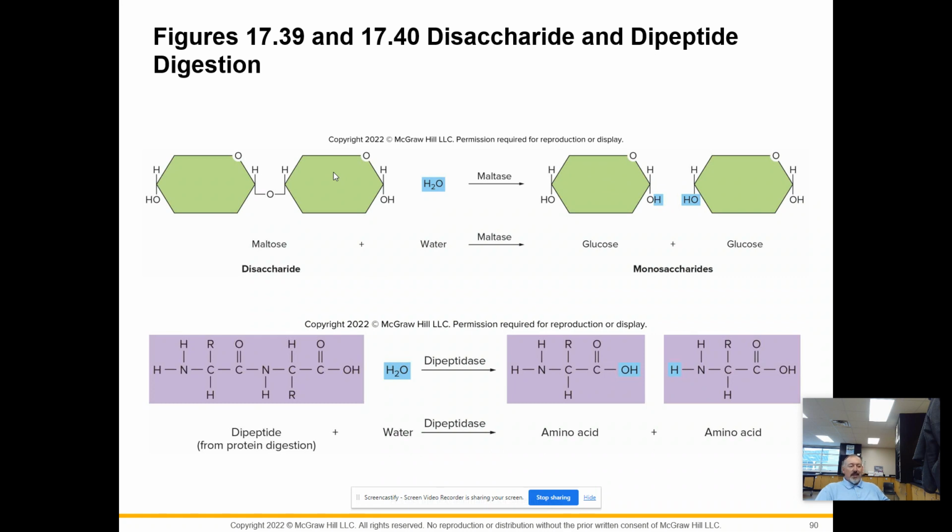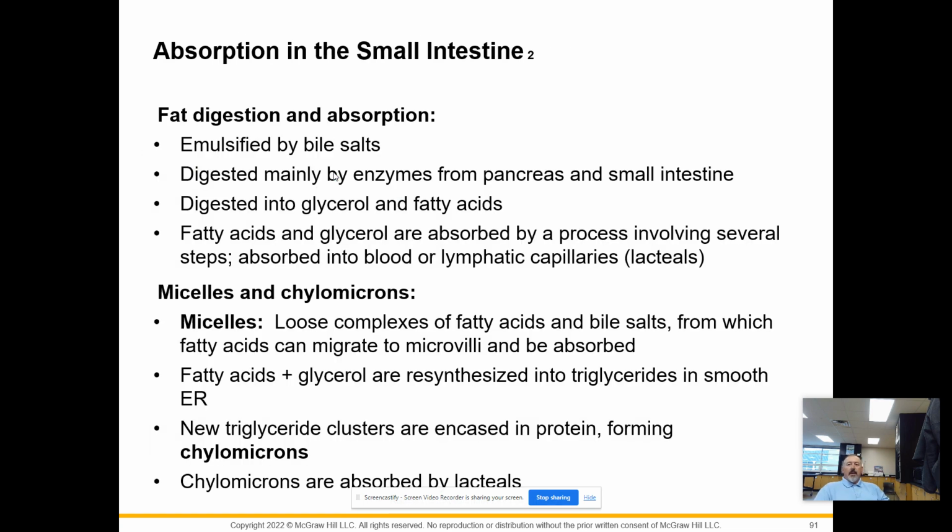That's what maltose is. It's a disaccharide of glucose. And you can see at the bottom a dipeptide broken down into the different amino acids that are there. They're just using generic versions to show in our group, just to show that dipeptidase breaking it down.